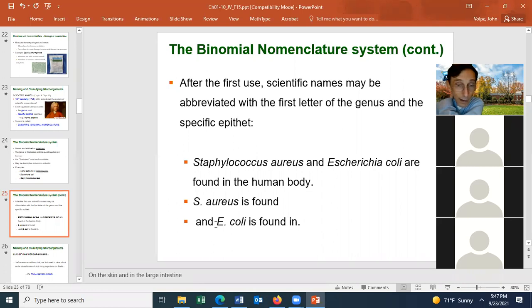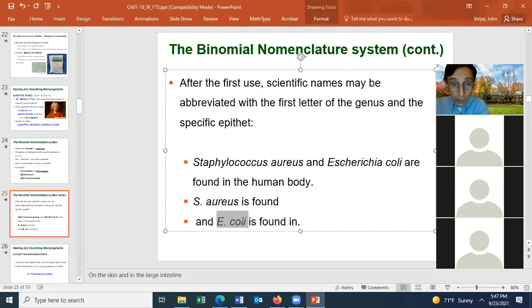E. coli is so common that even among scientists, we frequently will call it E. coli the first time, and everybody knows what we mean. But generally, you're supposed to say Escherichia coli the first time, and then E. coli all other times. But like I stated, E. coli is so well known that even among scientists, they will go E. coli. Any question about any of that?